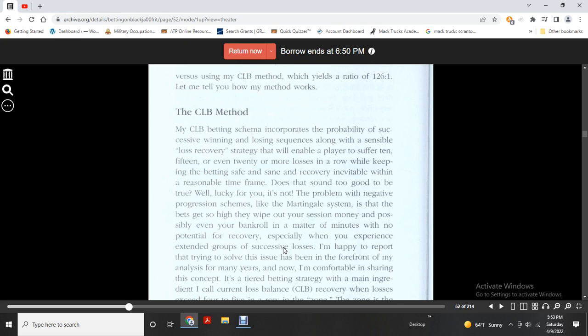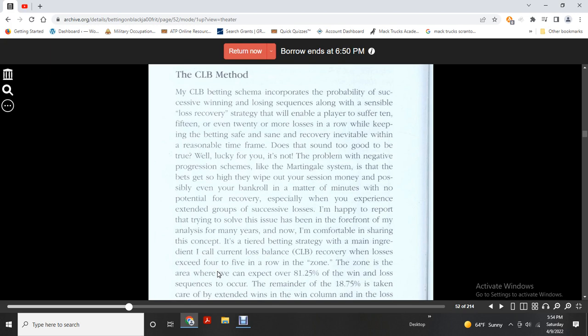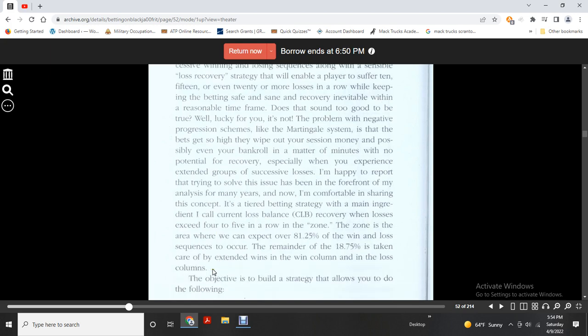Does it sound too good to be true? Well, lucky for you, it's not. The problem with negative progression schemes like the martingale system is the bets get high and they wipe out your session's money, and possibly even your bankroll, in a matter of minutes with no potential recovery, especially when you experience extended groups of successive losses. I'm happy to report I've been trying to solve this issue. I've had it at the forefront of my analysis for many years, and now I'm comfortable sharing the concept: a betting strategy with the main ingredient of current loss balance recovery when losses exceed 4 to 5 in a row in the zone.